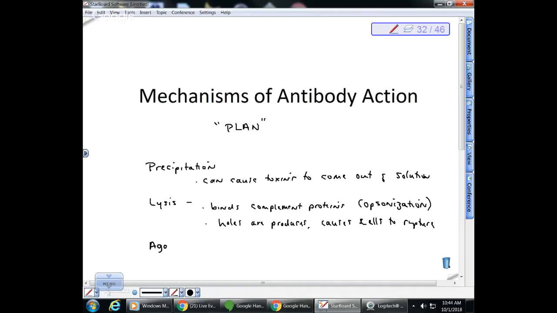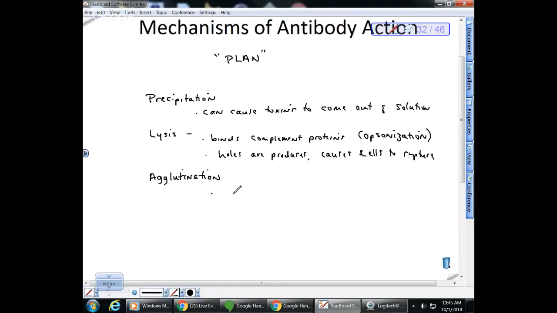Agglutination. This is something we studied in biology 231 when we were talking about the different types of blood types. So IgM can actually bind to foreign red blood cells that are of the wrong type and cause them to agglutinate, which means that it just causes them to clump, right? And then that clumping kind of inactivates them as well. So this is what happens during a transfusion reaction, where you have the wrong type of blood.